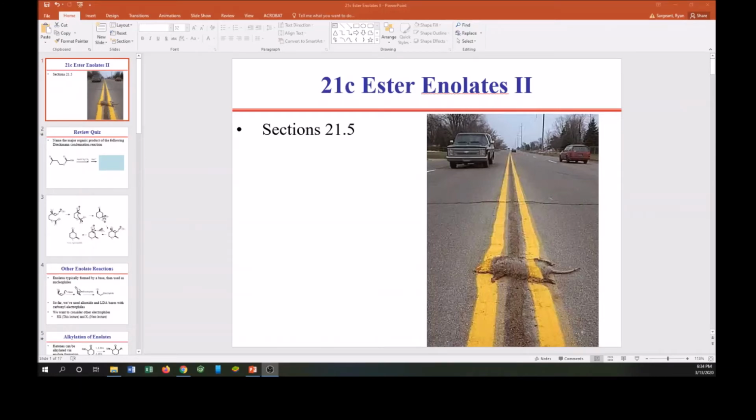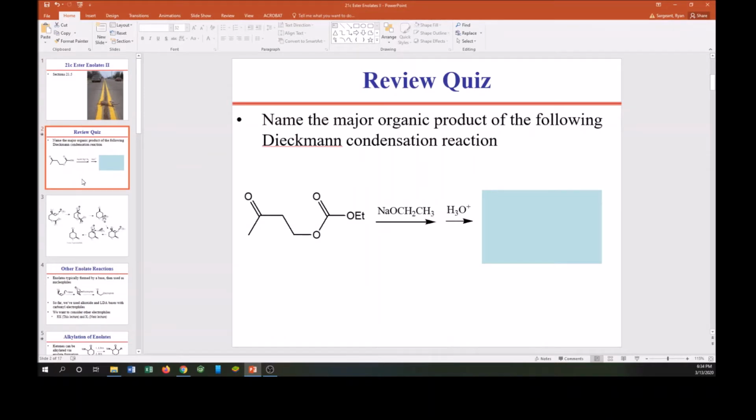Welcome to class. Today I'm going to talk about ester enolates, and this is found in section 21.5 of your textbook. Before we get into new material, let's pause for a minute and review the mechanism that we looked at in the last lecture. And here I give away what that mechanism is, telling you that you need to think about a Dieckmann condensation reaction, also called a Dieckmann cyclization.